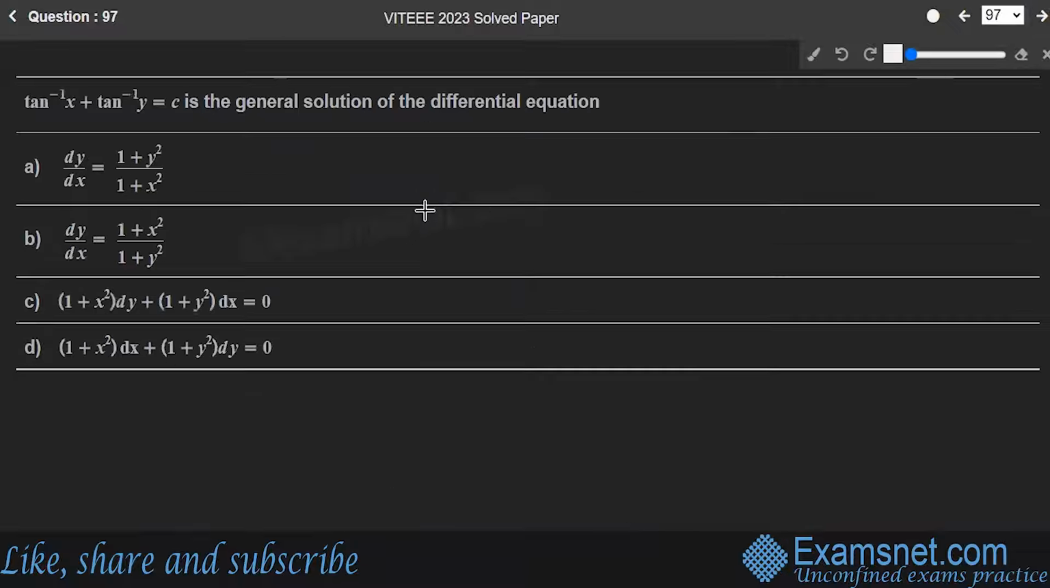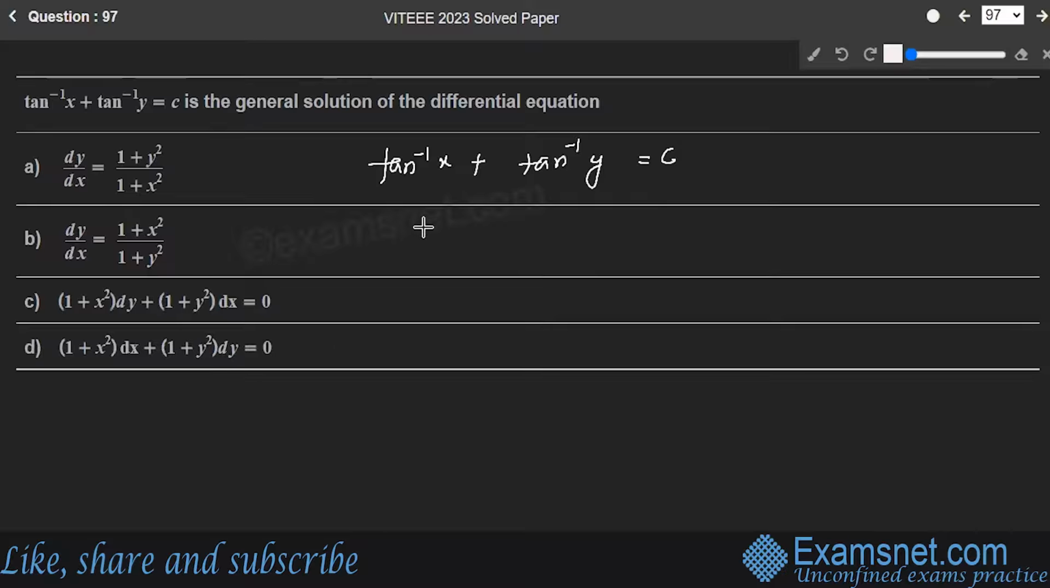Next is question number 97. Tan inverse x plus tan inverse y is equal to c, the general solution of the differential equation. Then which of the following is true? So you have tan inverse x plus tan inverse y is equal to c. This is the general solution of the differential equation. Which of these is true?